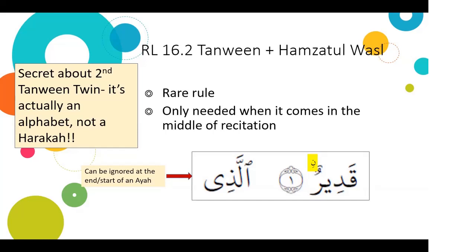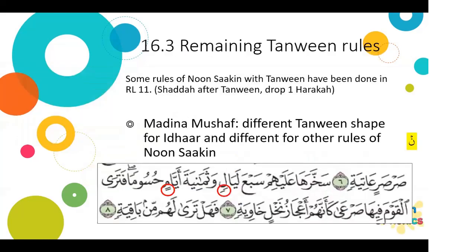Now this rule, you can ignore it if it comes at the end of our ayah, like this is Suratul Mulk. The child would just read Qadir and stop, and that's fine. They don't need to know this rule. But if it's in the middle of an ayah, and it comes a total of 34 times in the Holy Quran, out of which there's only a few times when it comes in the middle of an ayah. So, you can leave this for much, much later.